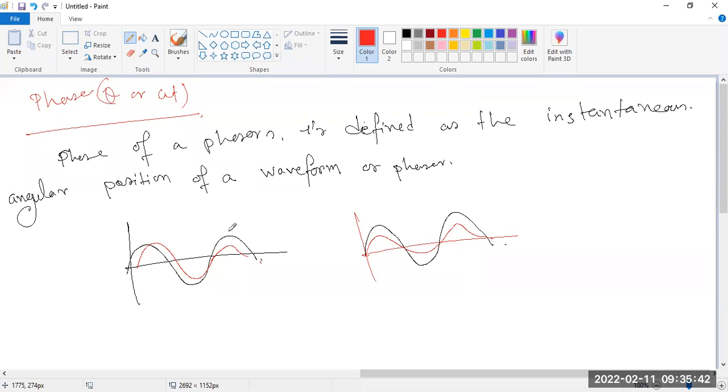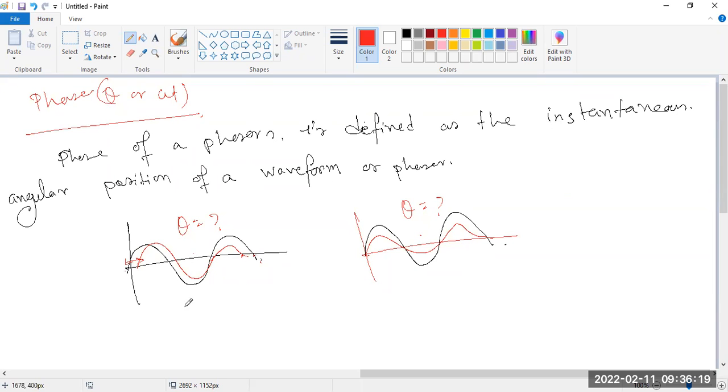Any angular difference is called phase. Just tell me, what is the phase difference here? Is there any phase difference? No, sir. Yes, sir. Here is some phase difference. Angular difference is called the phase difference.